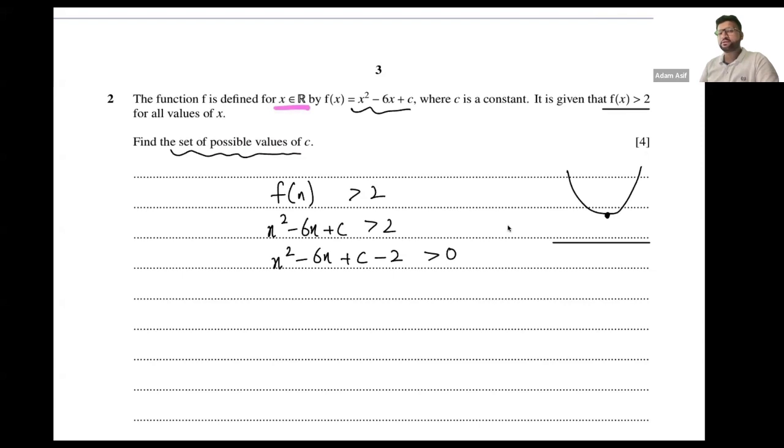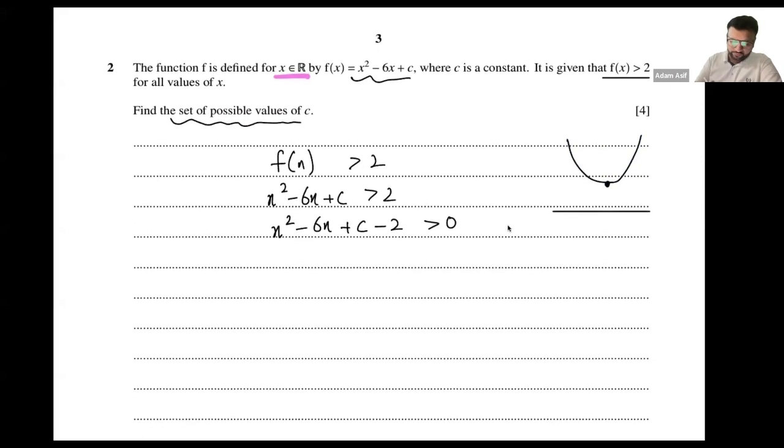The reason the discriminant is going to be less than 0 is because this curve has a range greater than 2. That means it doesn't have any real solutions. If it doesn't have any real solution, then the discriminant will be less than 0. So b squared minus 4ac would be less than 0. Now, b squared minus 4 times a times c is less than 0.